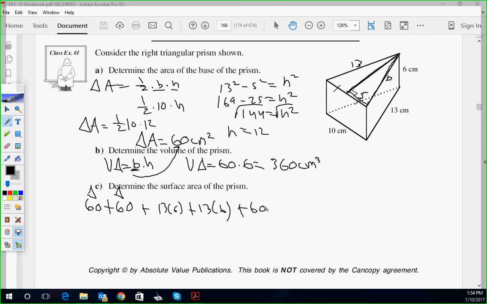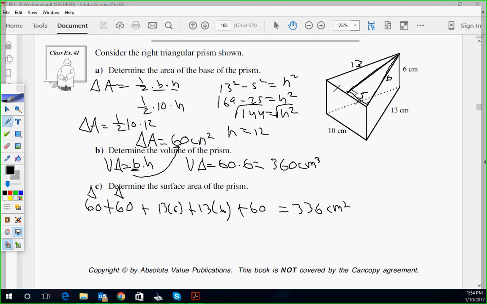Okay, so we just add all those up. That's my surface area in square centimeters. So I have 180. Okay, it gets us all the way to 336 square centimeters. Any questions with that? Okay.